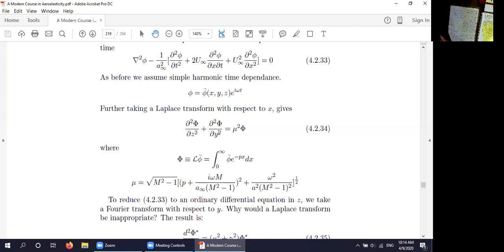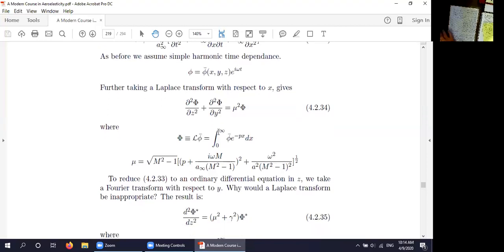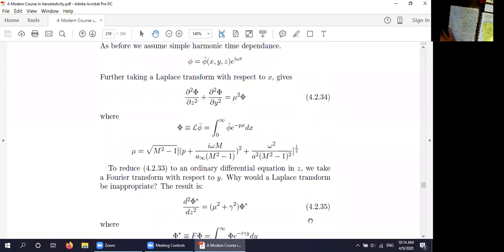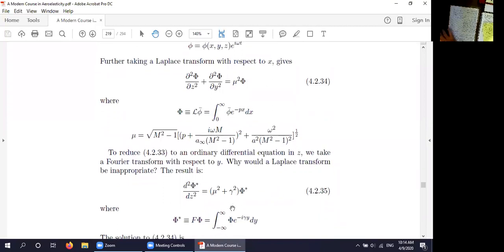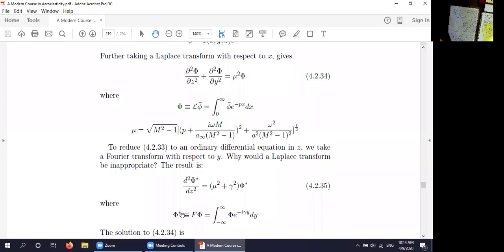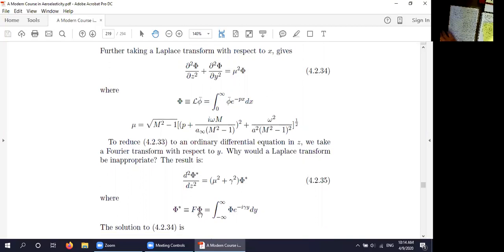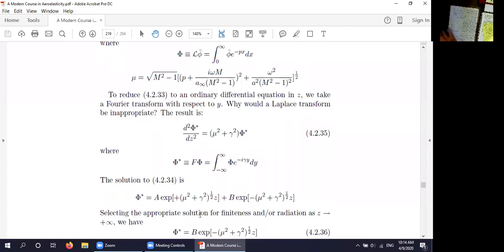Okay, so we're going to take a Fourier transform with respect to y, which is going to reduce this equation 4.2.34 down to an ordinary differential equation, which we know how to solve. And gamma is the Fourier transform variable with respect to y. So here's the formal expression for taking the Fourier transform of the Laplace transform of the velocity potential. For linear PDEs, taking transforms is definitely the way to go. Okay, so then we can write down formally the solution of this equation.